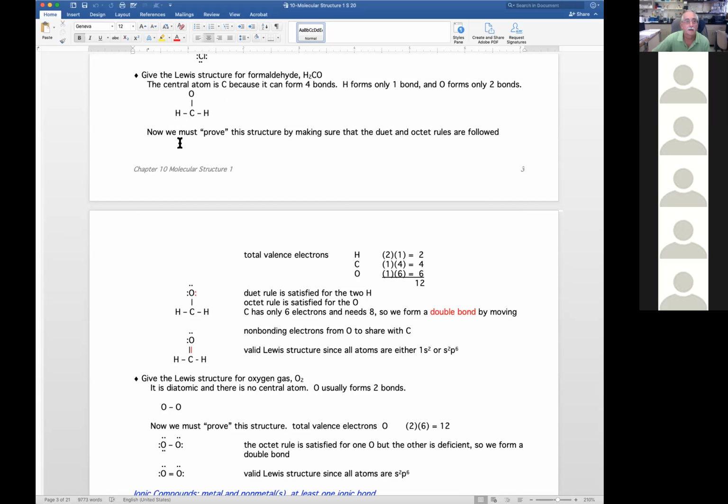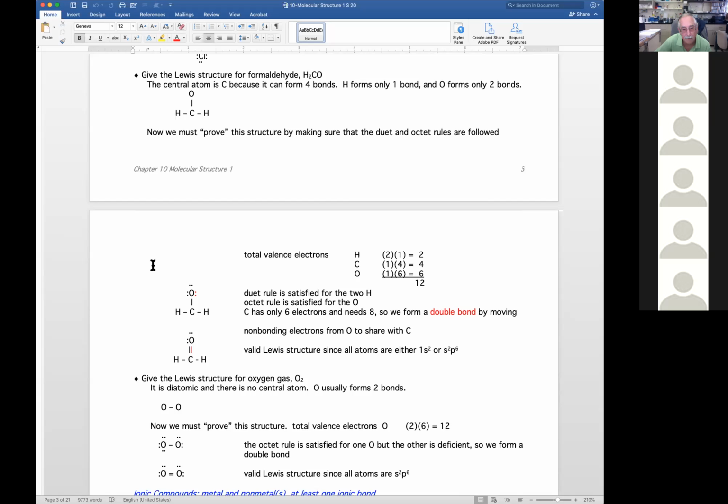So anyway, now we have to prove that this is possible. So I count up all my valence electrons. Please do it carefully. 12. So where am I going to distribute them? First into the bonds. That takes care of 6. Then hydrogen doesn't need any more. So the rest of the 6 are going to go on the oxygen.